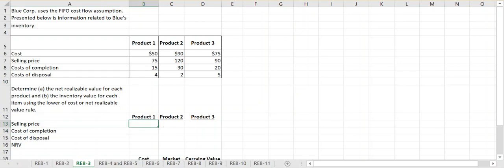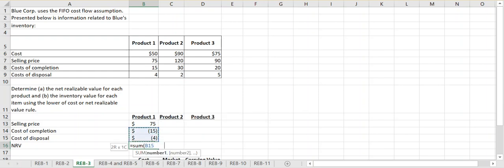So we have our selling price, and our selling price for product one was $75. Cost of completion is $15, and our cost of disposal is $4. So our net realizable value for product number one is $56. For product number two, our selling price is $120. The cost of completion is $30, and the cost of disposal is $2. So our net realizable value for product number two is $88.